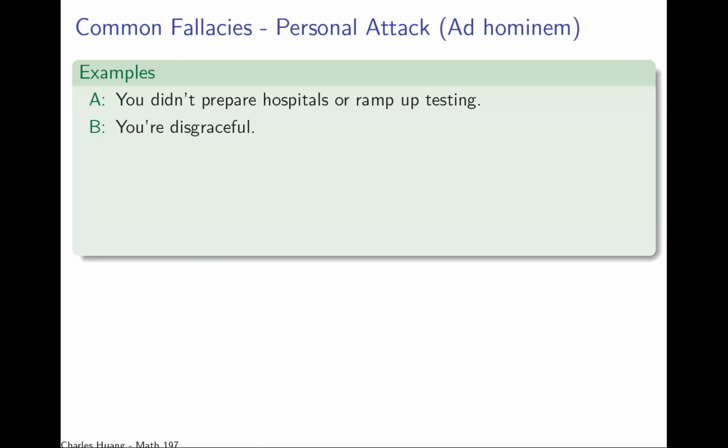And these types of statements are not really making any arguments, right? Making any claims or making any explanation of how we have prepared, how instead of not preparing the hospital or doing more testing, we are doing something else, or perhaps we actually did that. We're simply attacking the other person, saying that they're stupid, or they're disgraceful, or they're not trustworthy.